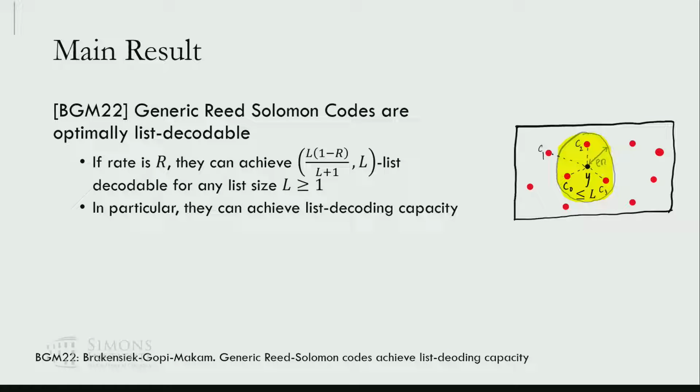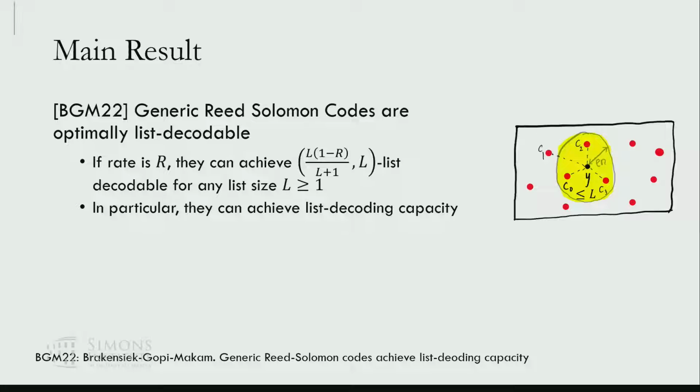So the main result, the punchline, is the following. We show that generic Reed-Solomon codes. So what do you mean by generic? Think of Reed-Solomon codes where the evaluation points are chosen at random from a large enough field, are optimally list decodable. So here optimally means really, really optimal. It means they meet the lower bound. This is called the list decoding singleton bound, which means you can list decode up to L over L plus 1 times 1 minus rate with list size exactly L. And you cannot beat this.